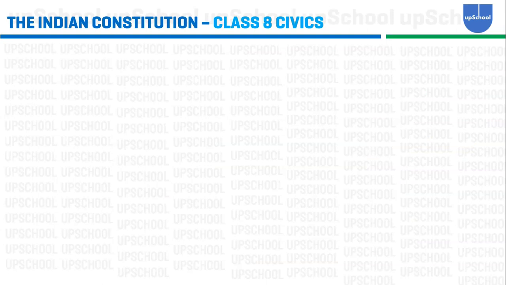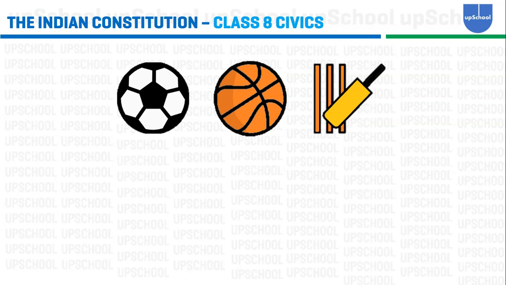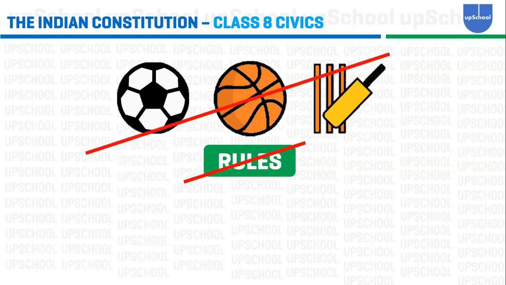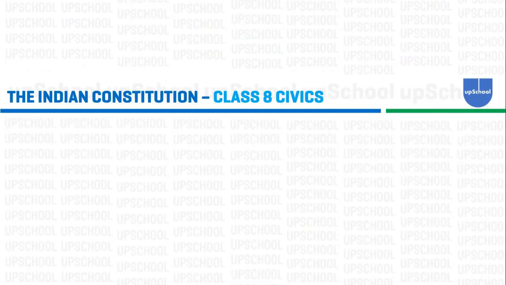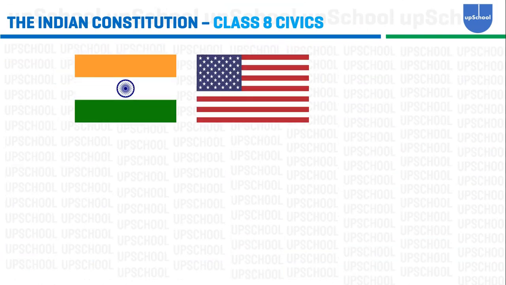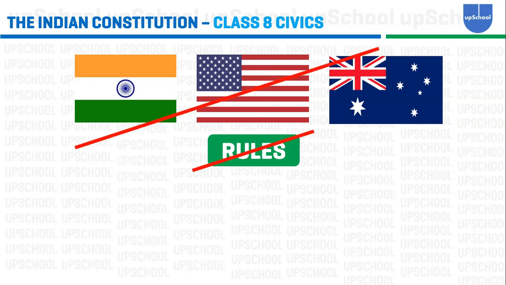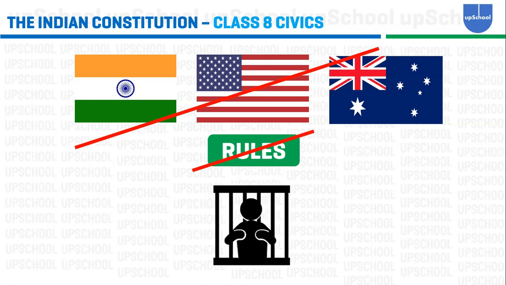You have probably heard or played sports such as soccer, basketball, or cricket. All these different sports have rules, and if you do not follow these rules, you're not allowed to play any of these sports. The same ideology works with countries. Countries such as India, America, or Australia are very different, but what they have in common is that they have rules. These rules of the country are very important because if you do not follow them, you're not allowed to live in any of these countries, or you will be put in jail.